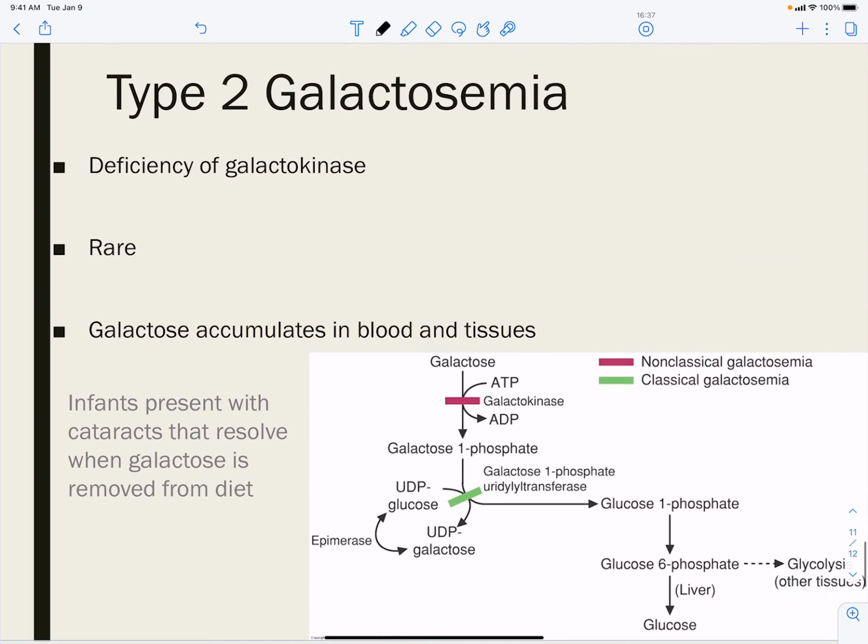Type 2 galactosemia is going to be a deficiency in that first step, galactokinase. And so galactose is a little bit different than fructose. If you had an accumulation of fructose, you just excrete it. For galactose, it's different. You're going to accumulate galactose in the blood and in the tissues, and infants can present with cataracts. When you remove the galactose from the diet, the cataracts will also be removed. This is not a lethal genetic deficiency like the uridyl transferase, but you still have to remove galactose from the diet.